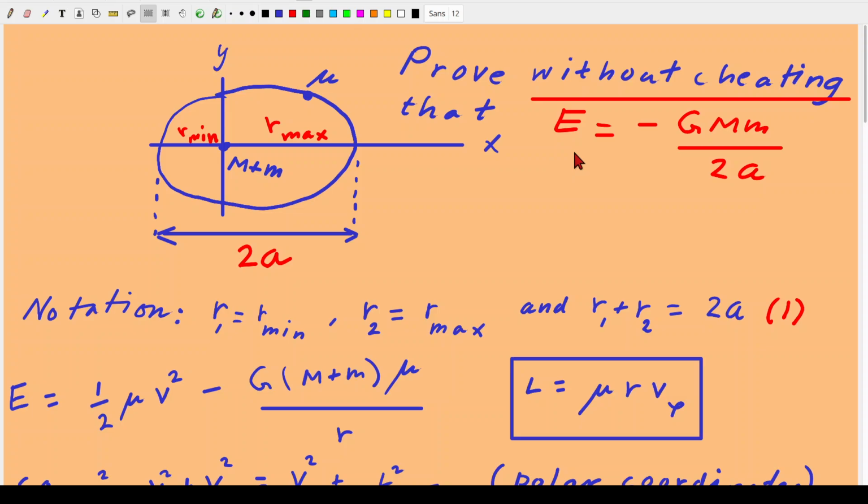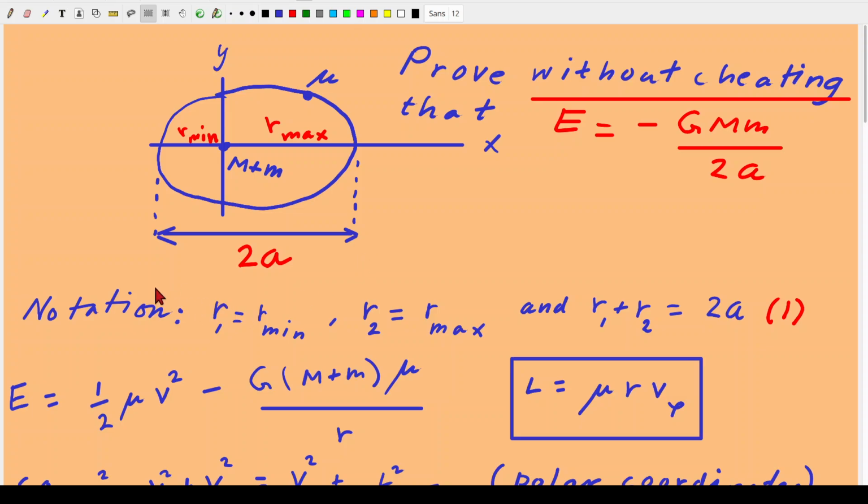That the orbital energy is this constant, minus GMm over 2a, where 2a is the minimum distance from the center to the reduced mass particle plus the maximum distance when the reduced mass particle is here. So the reduced mass is orbiting around the total mass M plus m.